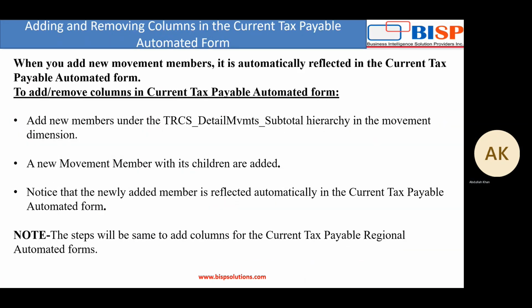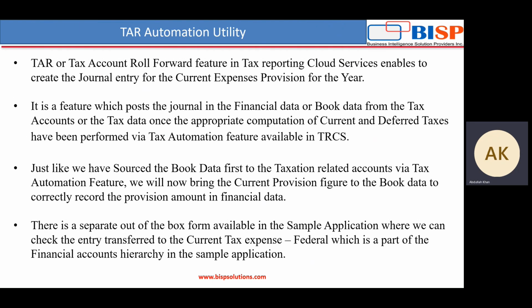Now we will move on to our next topic, which is the tax account roll forward automation and its uses in the TRCS application. So the TAR, or the tax account roll forward feature in the tax reporting cloud services, enables us to create a journal entry for the current expenses provision for the year. So from the current provision form, we are able to get the current provision or the current tax expenses for a particular period.